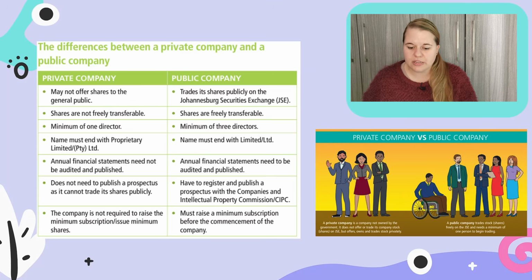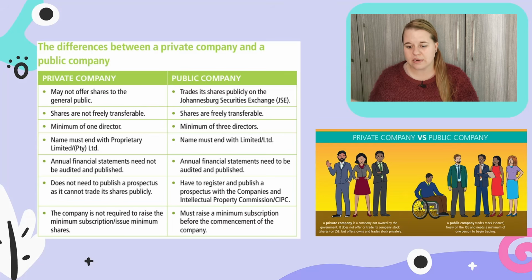So, private company. We cannot offer shares to the public. They are not freely transferable. Why? Because we can't share them to the public. We need one director. The name must end in PTY. Financial statements need not be audited or published. Remember, everything is private. It does not need to publish the prospectus because it doesn't need to trade the shares publicly. The company is not required to raise the minimum subscription or issue a minimum amount of shares.